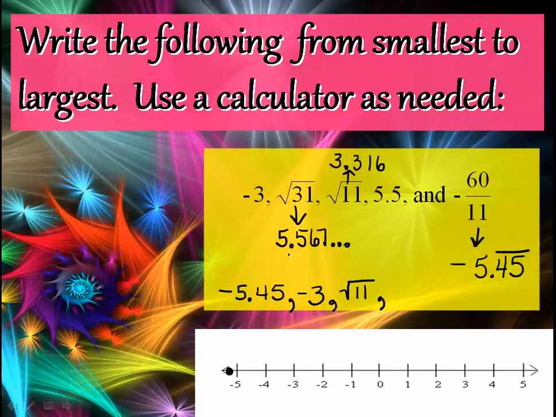When I'm looking at decimals, remember that behind this number is a 0, so 5.50 is smaller than 5.567. So 5.5 would be next. Which means my last number is 5.567, or the square root of 31.